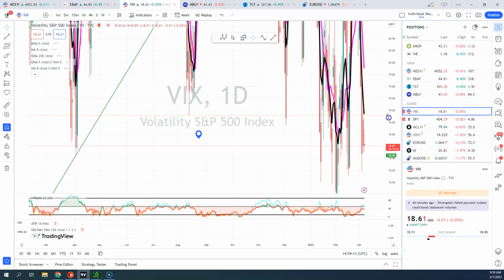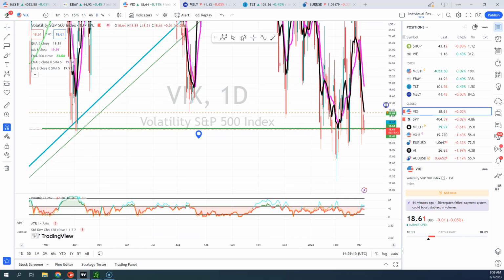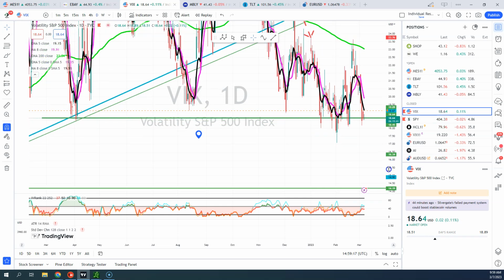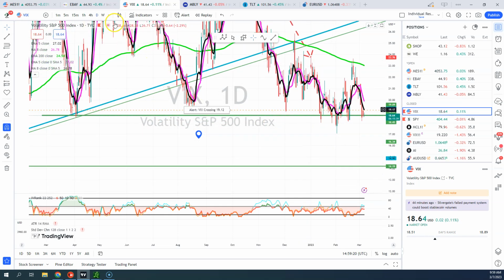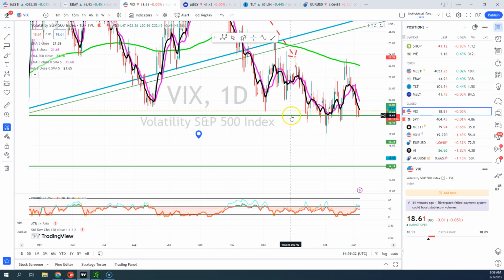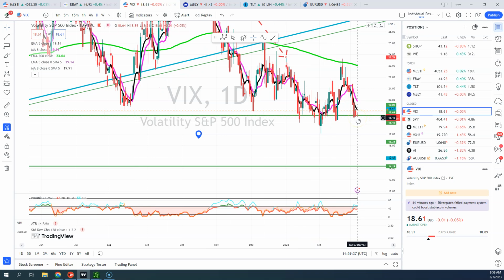But overall, when we look at stocks, let's also scan out with the VIX. This is a daily chart on the VIX, so you can see that this area has been a level of interest for quite some time. For several months, this area has pretty much held support. We're testing this area like crazy lately, so we're just going to have to see what happens with that.